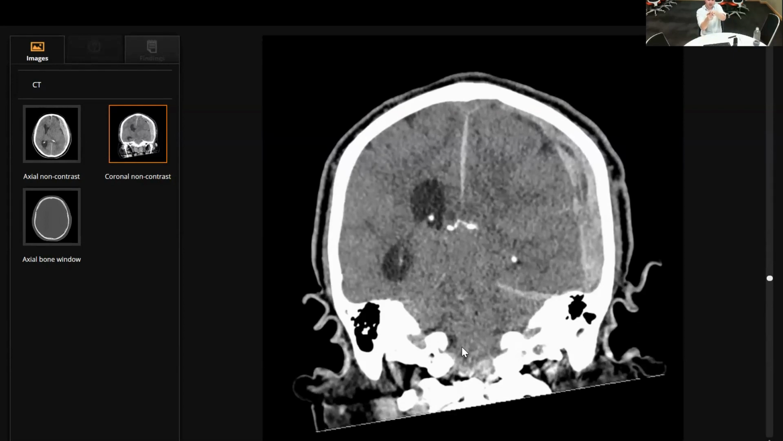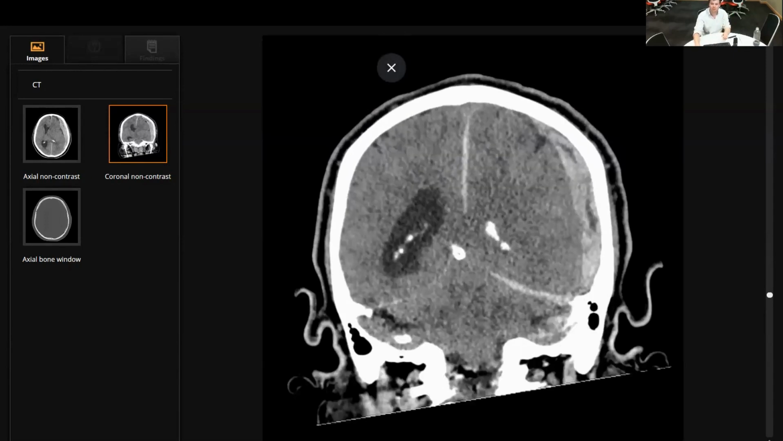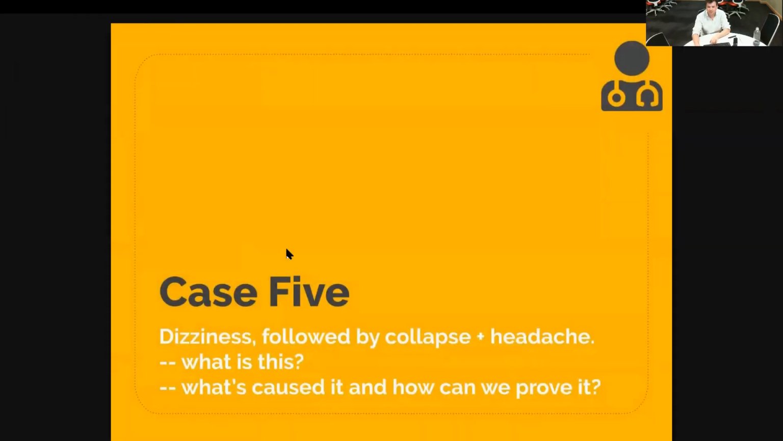And what's happening is you're getting just little vessels exploding within the brainstem. So this is a brainstem hemorrhage from compression up top. So it's called a Duret hemorrhage. Nice work, Dylan. So we've got case 5, dizziness, collapse and headache.